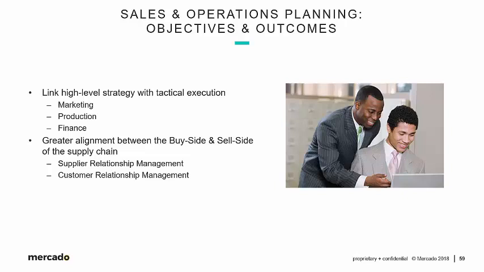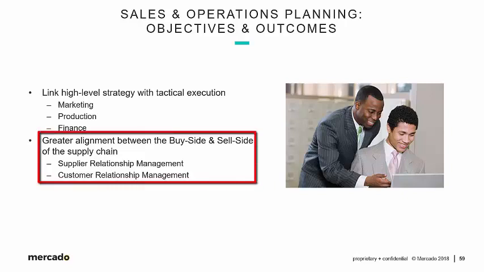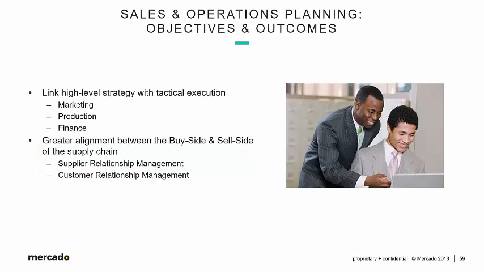Of course, the main objective is greater alignment between the buy side and the sell side of the supply chain, SRM and CRM. And in our decoupled example of outsourced manufacturing of finished goods that we as a U.S. importer will bring into the country, S&OP is only going to support all of the other ongoing activities that we engage in. Everything that we've talked about can be supported and augmented through a formal sales and operations planning program.